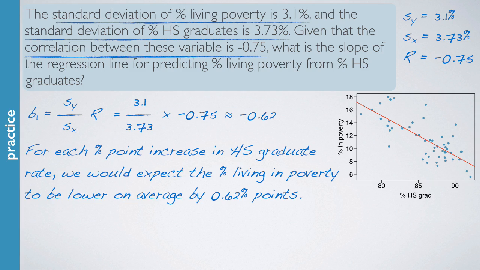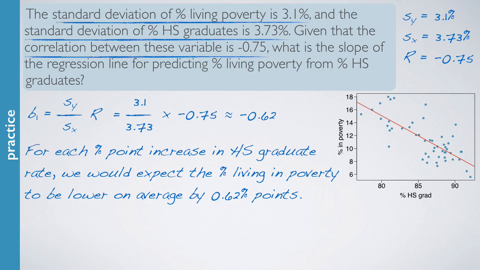There are a few things to remember here. First, the interpretation of the slope is about the relationship between your explanatory and your response variable. In other words, how do we expect the response variable to change as we increase the explanatory variable by 1 unit?